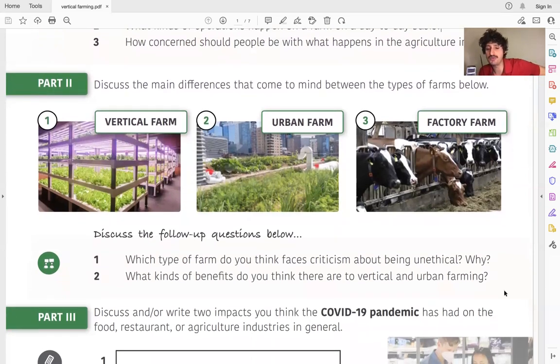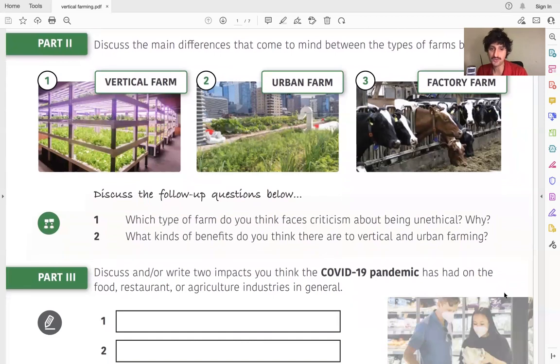Okay, so which type of farm do you think faces criticism? If you face criticism, it means that people are criticizing you. It means that people are saying bad things about you. Okay, so which ones of these three farms are maybe unethical? Not ethical, they are doing the wrong thing. And why is that? All right, so I don't want to give you too much of my opinion. You can probably figure it out. Now, what kinds of benefits do you think there are to vertical and urban farming?